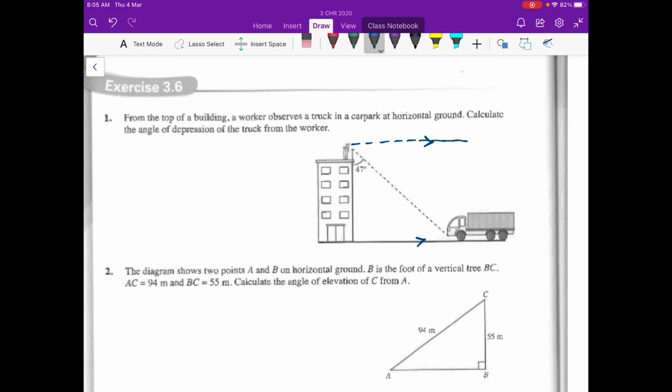So where is the angle of depression? I've been doing this action from the horizontal down. This is the angle from here to here. Okay? So same thing. From the horizontal to wherever the truck is. This is the angle of depression. So please write that down first. Of depression.